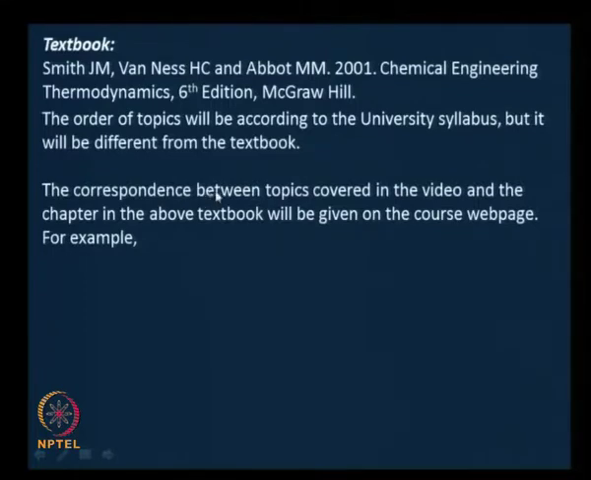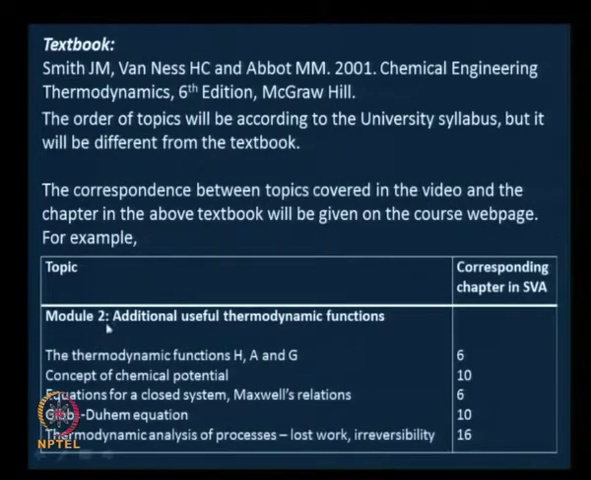The correspondence between the topics covered in the video and the chapter or chapters in the textbook will be available on the course web page, and I had given you an example also for module 2: the thermodynamic functions H, A and G would be from chapter 6. We are directly jumping to 6 here. Concept of a chemical potential is chapter 10. Equations for closed systems, Maxwell's relations are again from chapter 6. Gibbs-Duhem equation from chapter 10, and thermodynamic analysis of processes including lost work and irreversibility was from chapter 16.